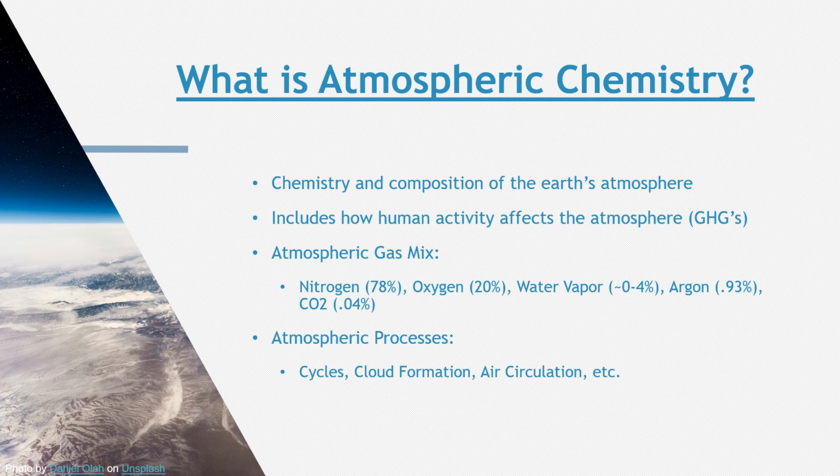So, what is atmospheric chemistry? Atmospheric chemistry studies the chemistry and composition of the Earth's atmosphere, including how human activity, such as greenhouse gas emissions, affects the atmosphere. The atmosphere is composed of a mix of gases: nitrogen, oxygen, argon, carbon dioxide, and a variable amount of water vapor, between 0 and 4% depending on surface conditions.